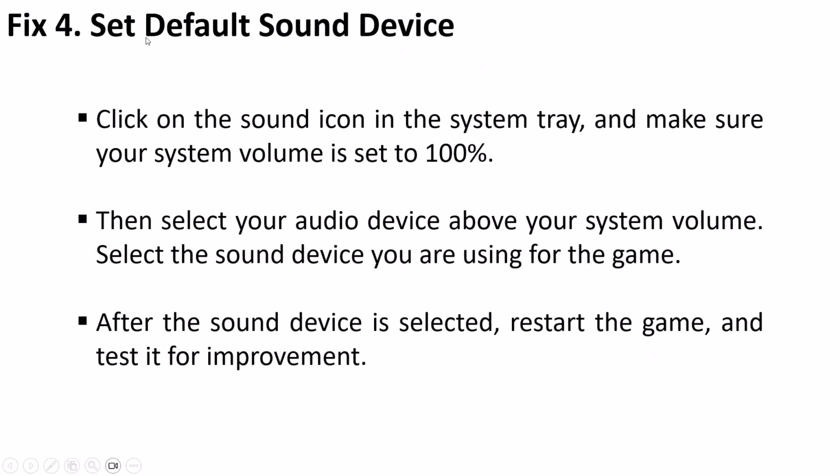Fix 4. Set default sound device. Click on the sound icon in the system tray and make sure your system volume is set to 100%. Then select your audio device above your system volume. Select the sound device you are using for the game. After the sound device is selected, restart the game and then check if your problem is solved or not.